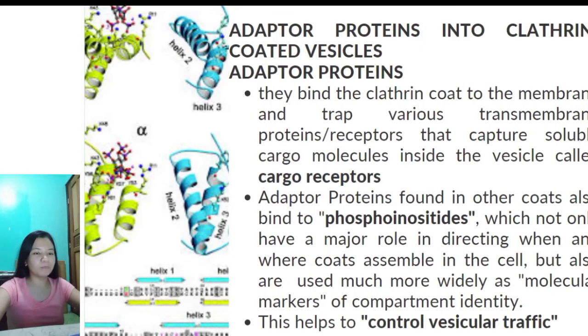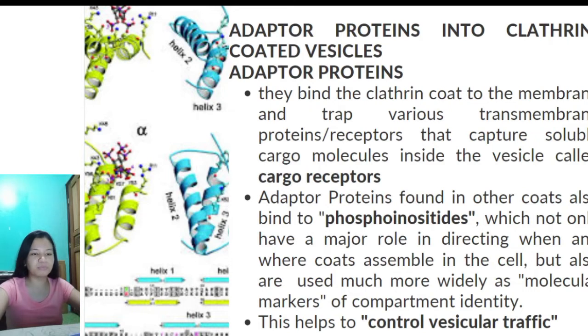So, next, adapter proteins select cargo into Clathrin-coated vesicles. Yung adapter proteins, another major coat components sila ng Clathrin-coated vesicles na kung saan bumubuo sila ng discrete inner layer ng coat, which is nakaposition siya between the Clathrin cage and the membrane. So, they bind the Clathrin coat to the membrane and trap various transmembrane proteins or receptors na nagka-capture ng mga soluble cargo molecules inside the vesicle na tinatawag nating cargo receptors.